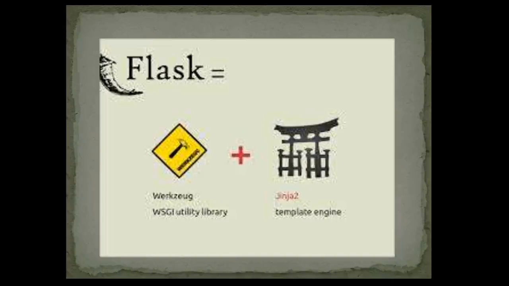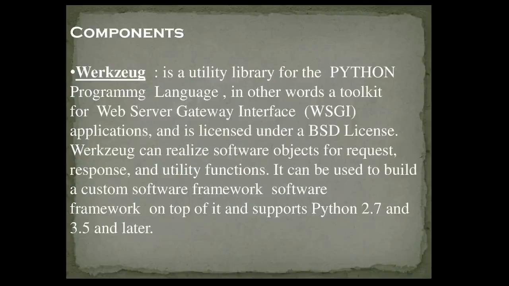These are the components of Flask: Werkzeug and Jinja2. Werkzeug is a utility library, and Jinja2 is a template engine. So what is Werkzeug? It is the utility library for Python programming language. It is called a toolkit for web server gateway interface. It can be used to develop custom software web applications.